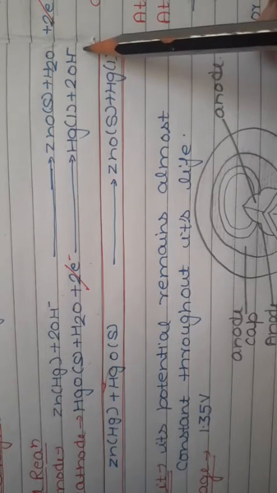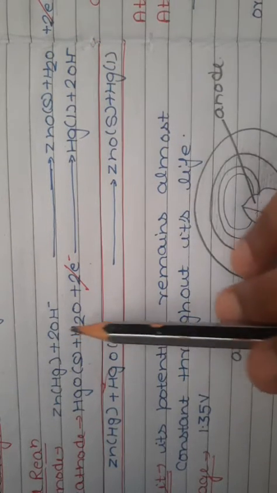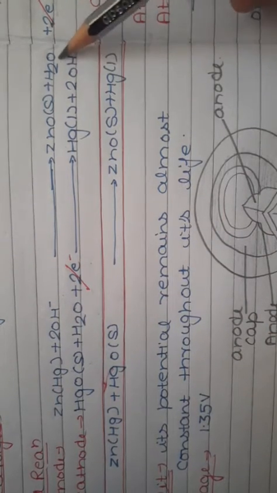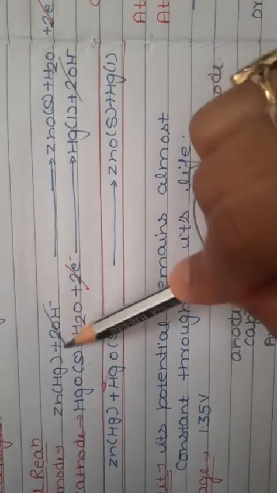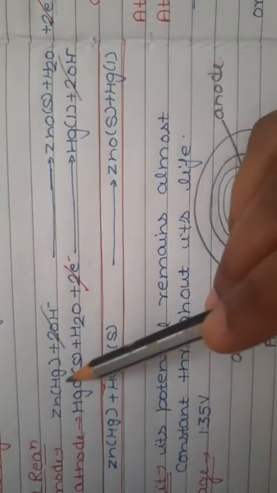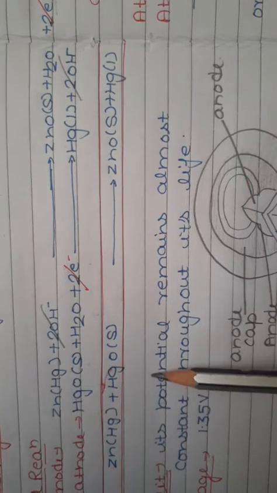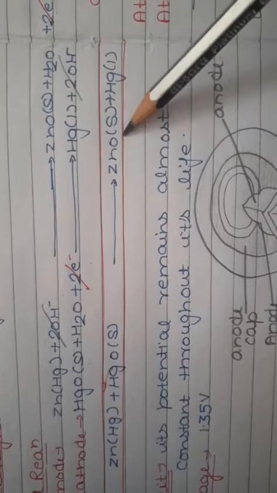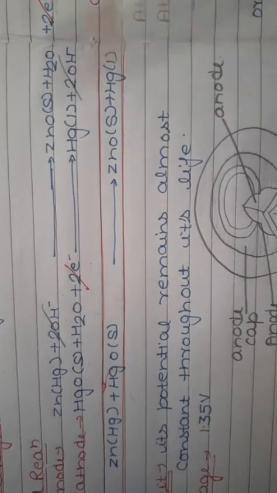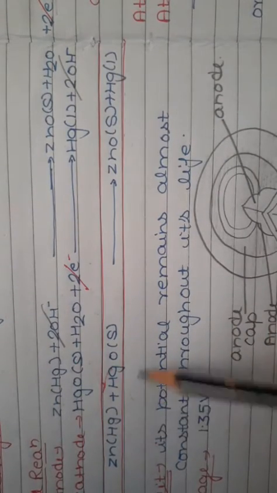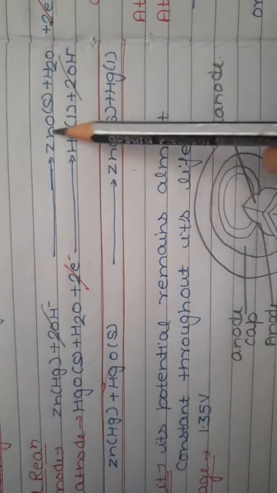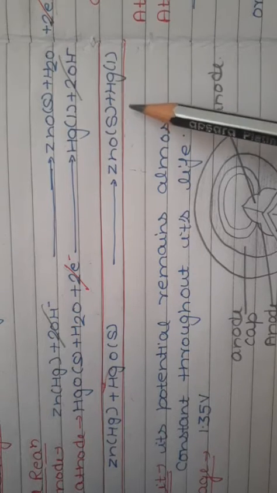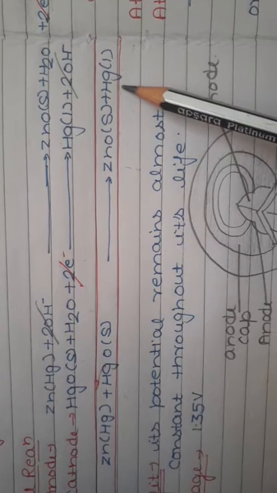So students, what happens when we add both reactions? 2 electrons are cancelled by 2 electrons. 2 OH- is also cancelled by 2 OH- ions. Now, add these equations, left hand side to the left hand side and right hand side to the right hand side. Zn(Hg) plus HgO solid gives ZnO plus Hg liquid. So, these are the cell reactions.